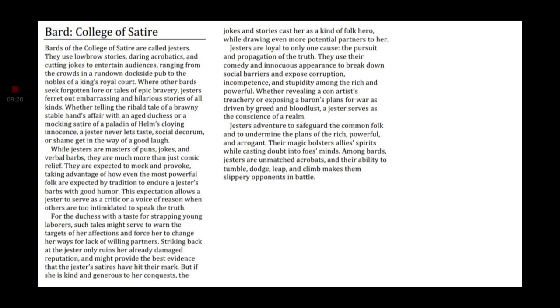Of the truth. That was the Riddler's whole thing in the new Batman movie. Propagation of the truth. If that does not say Riddler, I don't know what does.